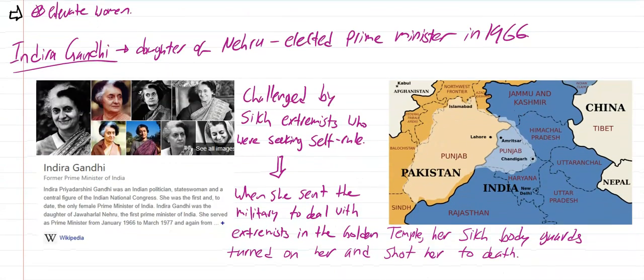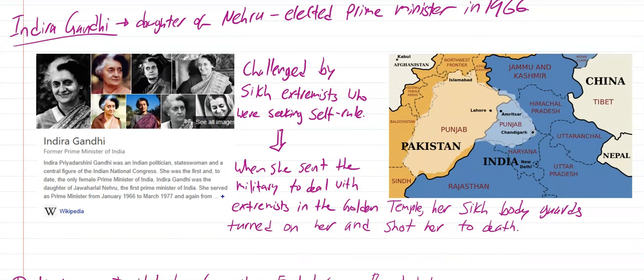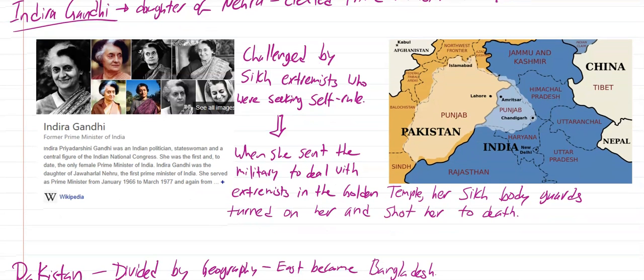His daughter, Indira Gandhi, would become the Prime Minister of India in 1966. And so she was, I believe, the first ever female Prime Minister. I might be totally wrong on that. I probably shouldn't have said that if I wasn't sure. But she was challenged by Sikh extremists in the Punjab.